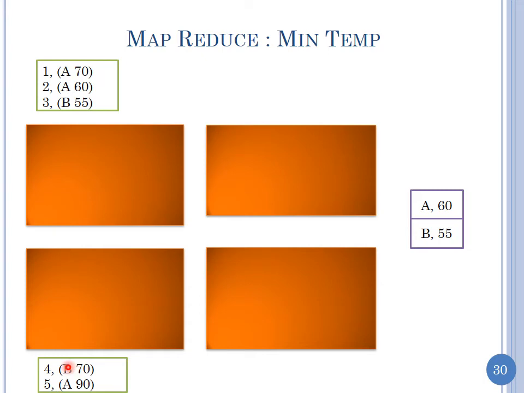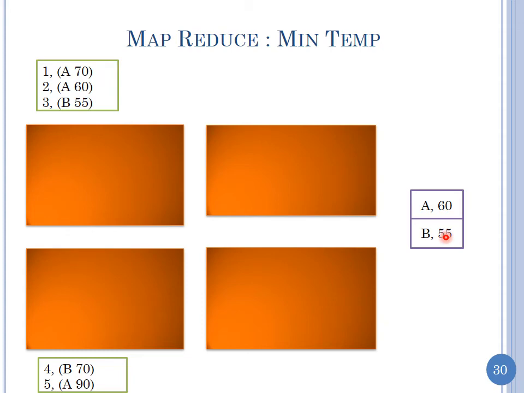Another file also has a temperature recorded about B. So this might be recorded in Durham, and B might stand for North Carolina. And we have another temperature reading here. I want to produce the minimum temperature for each city. So the minimum temperature in city A is 60. The minimum temperature in city B is 55.